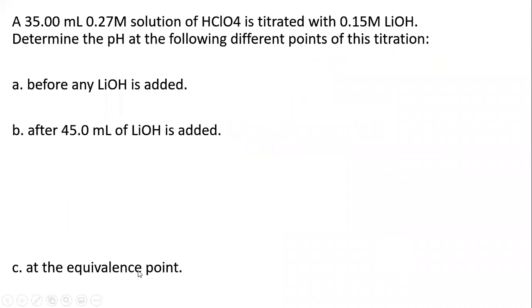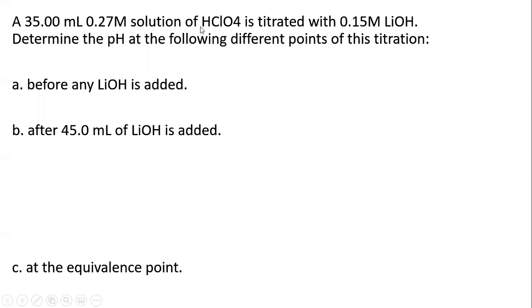Now the previous two problems involved just a buffer, calculating the pH of a buffer after we added a strong acid or strong base. The next few problems deal with titration. So here we're doing a titration involving 35 milliliters of a 0.27 molar perchloric acid solution titrated with 0.15 molar LiOH.